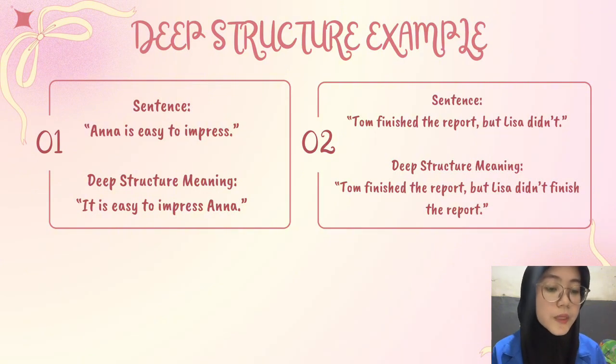Sentence number 2, "Tom finished the report, but Lisa didn't." Deep structure meaning, "Tom finished the report, but Lisa didn't finish the report." So in this sentence, some elements are not spoken. However, we still understand the meaning, and the deep structure shows that Lisa did not finish the report. So this understanding comes from our knowledge of sentence structure.